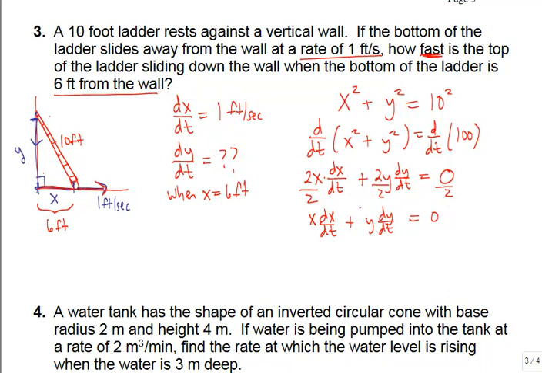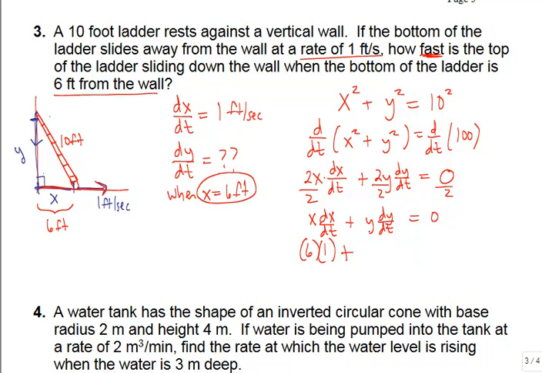So we need to know what x is. Do we know what x is? Yes, that's that 6 feet that we were talking about earlier. We want to know when this is true, when x is 6 feet. So let's plug in 6 for x. Do we know dx/dt? Yes, that was this 1 foot per second. So I'm going to plug in 1 for that.